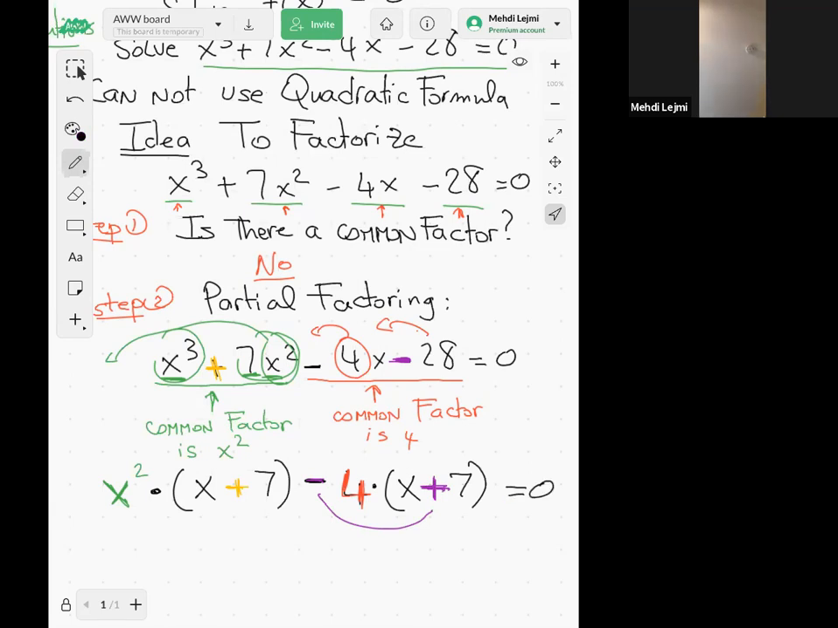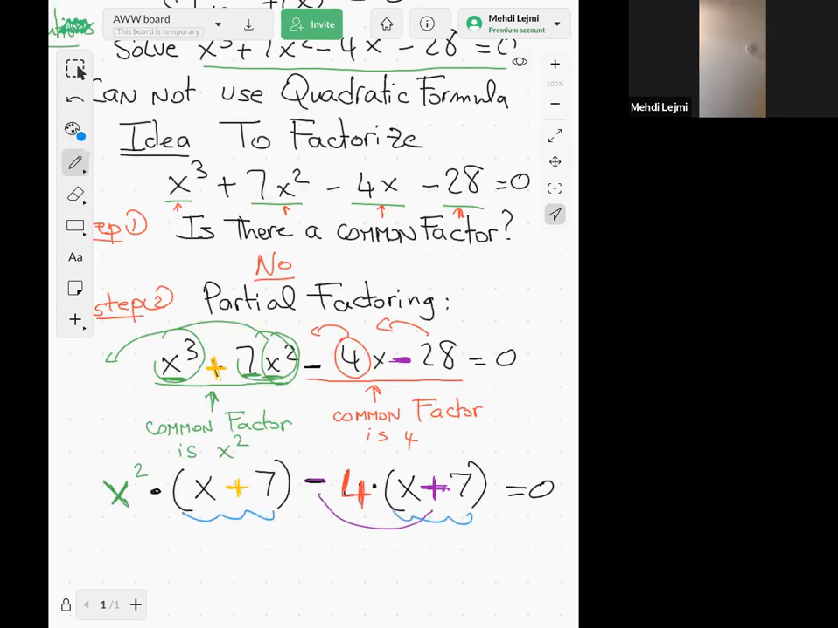So that's what I call partial factoring here. You try to factor, let's say, the first two terms or the first three terms, etc. You don't factor the whole thing. You just factor the first two terms and the last two terms, right? Then once you do this partial factoring, you can see now we have a common factor. We have this x plus 7, right? Here's my x plus 7, here's my x plus 7, right?